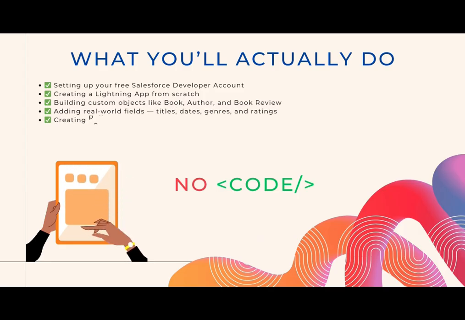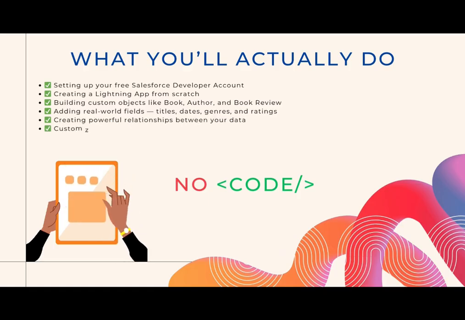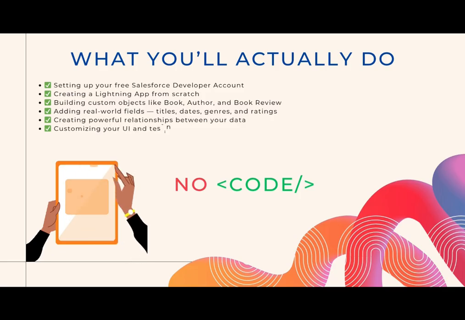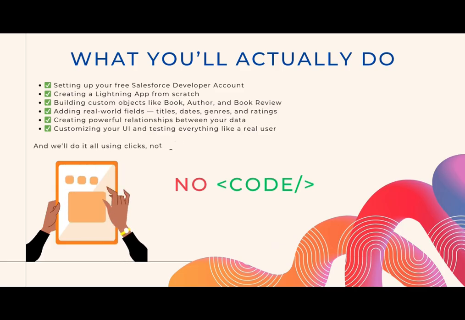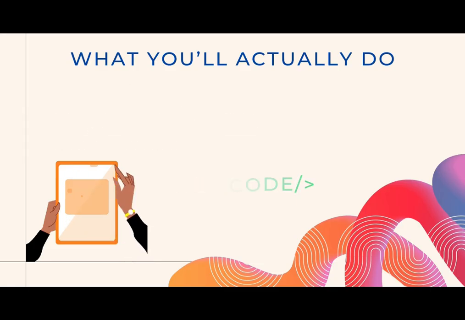Adding real-world fields, titles, dates, genres, and ratings. Creating powerful relationships between your data. Customizing your UI and testing everything like a real user. And finally, learning what you can do next to expand your app. And we'll do it all using clicks, not code.